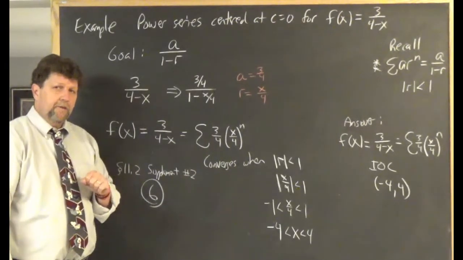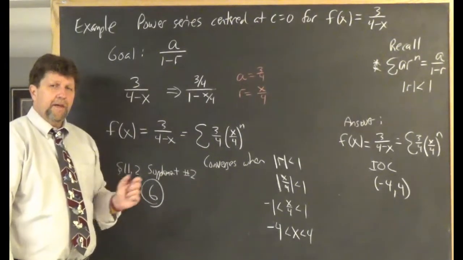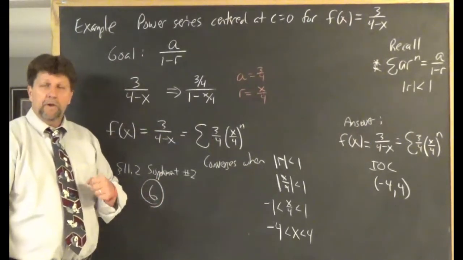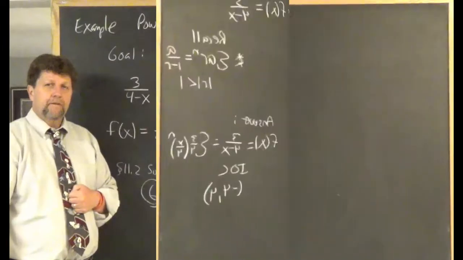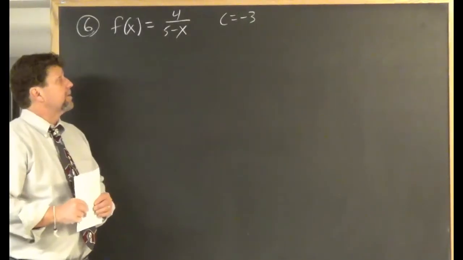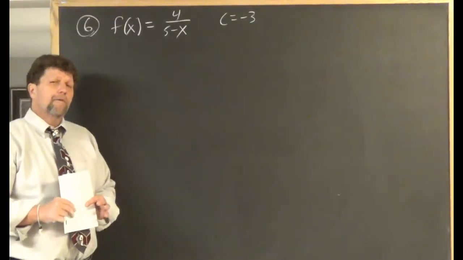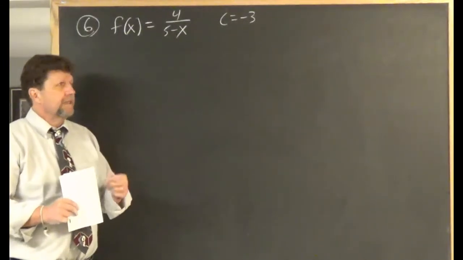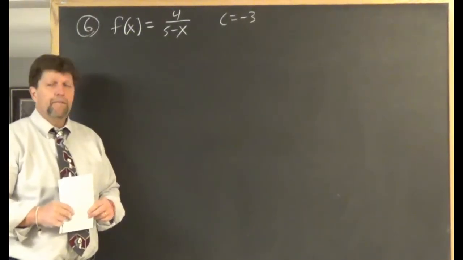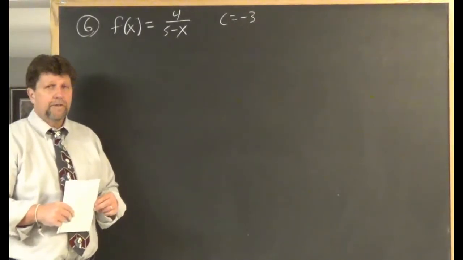So pause the video, do number 6 from the supplement handout. When you're done, restart the video. I'll be here at the board cranking through it. Okay, folks, here in number 6, you were given the function 4 over 5 minus x. You're asked to get a power series centered at c equals -3. Also get the interval of convergence.